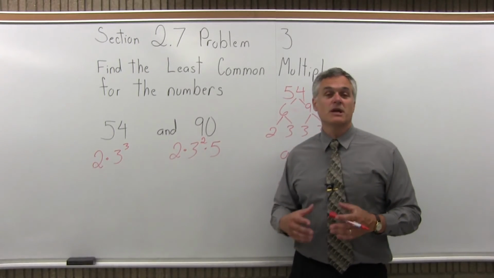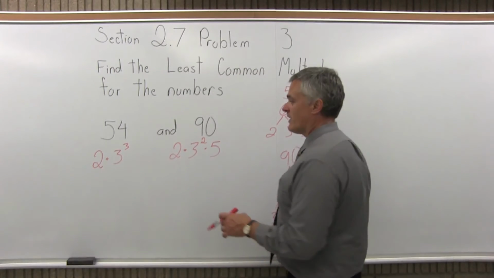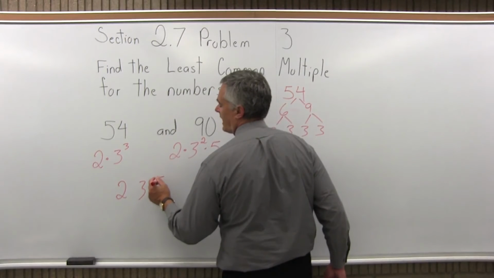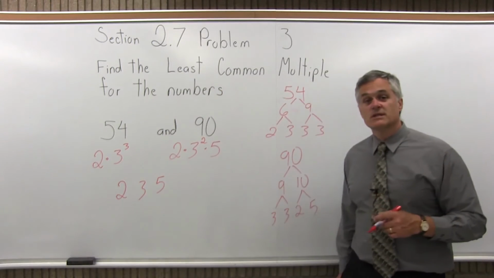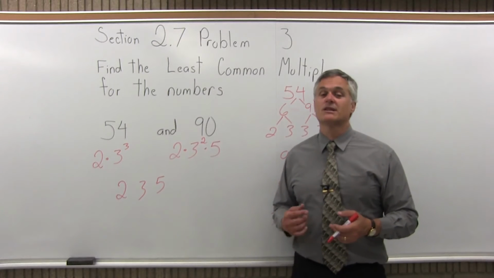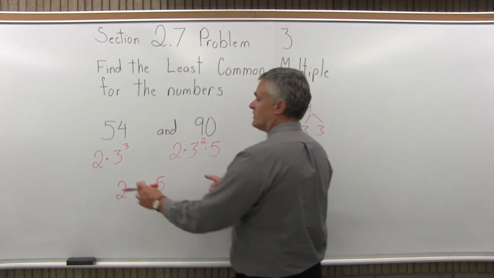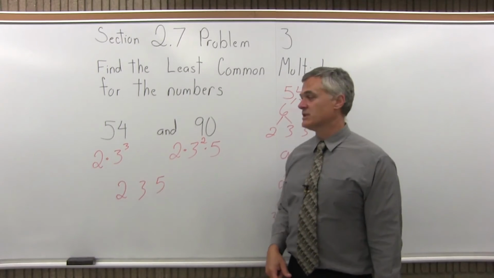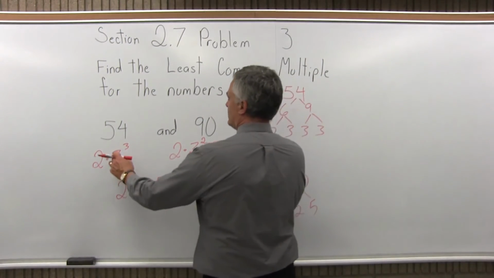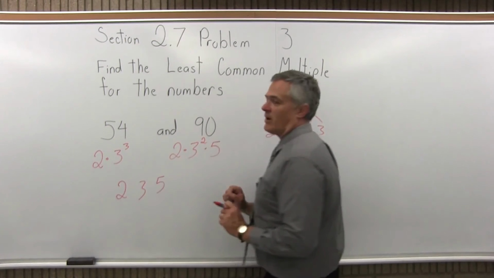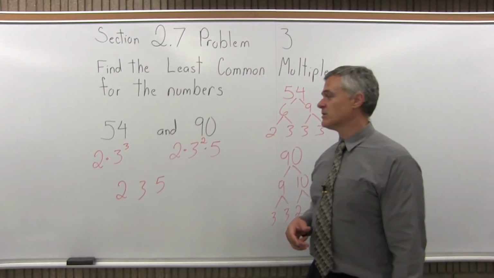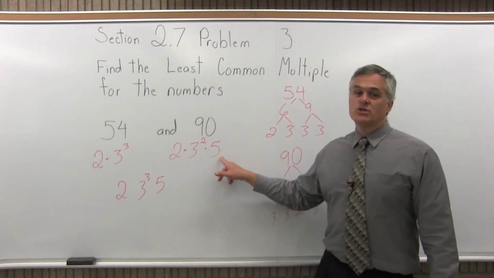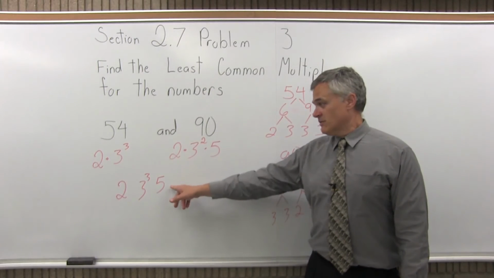Next, what I'm going to do is make a list of any prime that shows up in either prime factorization. So I'm using 2, 3, and 5. Those are the primes that get used. Now what I want to do is consider the exponents. Where I have exponents, I want to take the larger exponent. So for the 2's, they are both raised just to the 1st power. So the 2 can just stay the way it is, 1st power. For the 3's, I have 3rd power and 2nd power. I want the larger power, so 3rd power is bigger than 2nd power, so I take 3rd power for the 3. The 5 only shows up to the 1st power, so I'll just leave it to the 1st power.